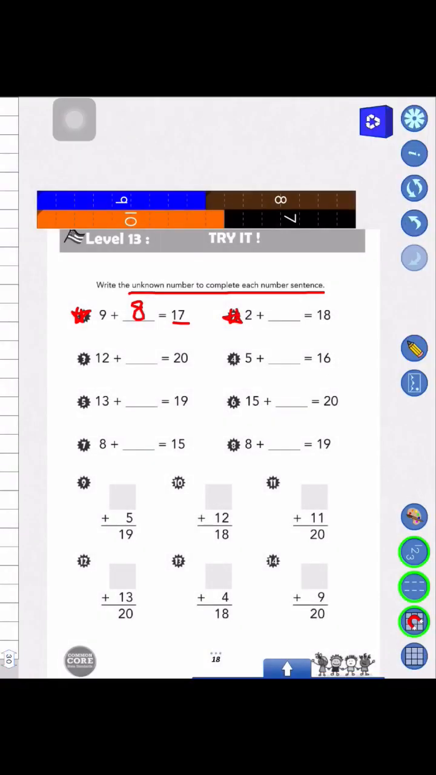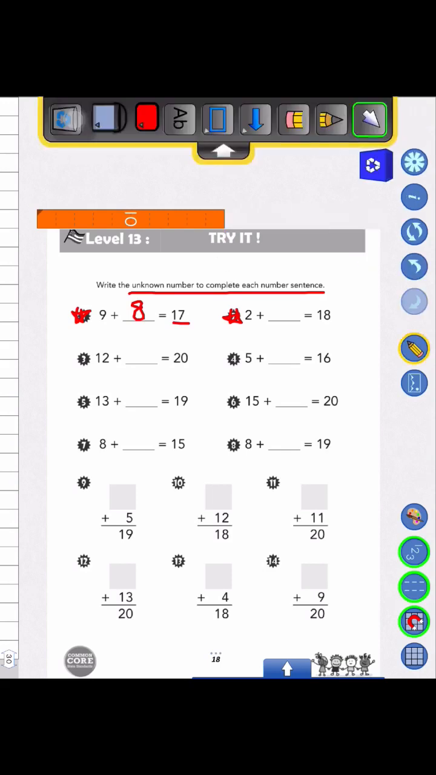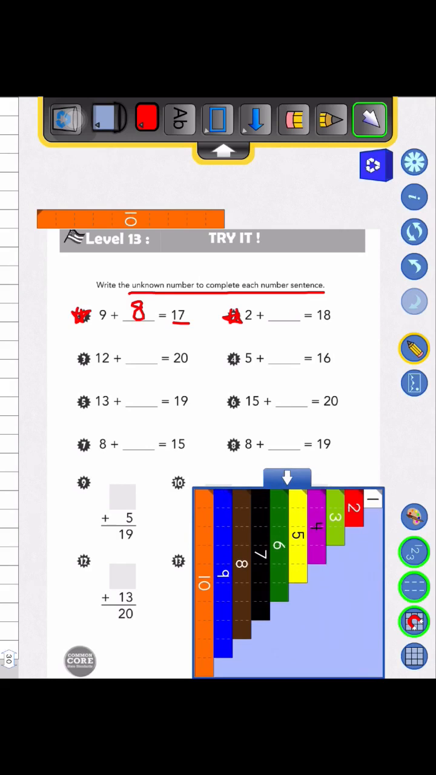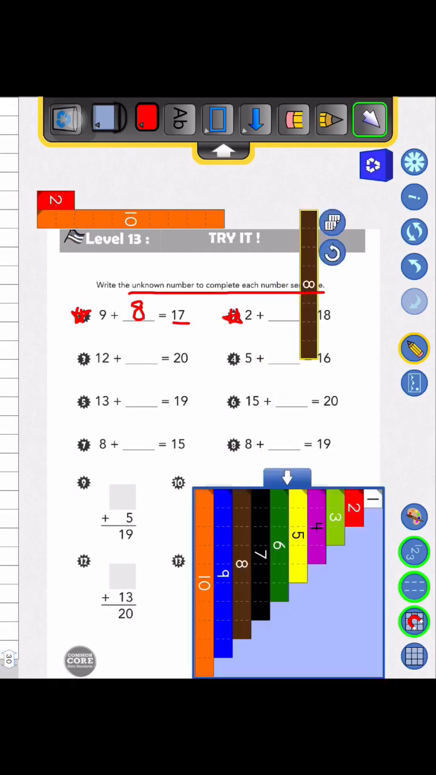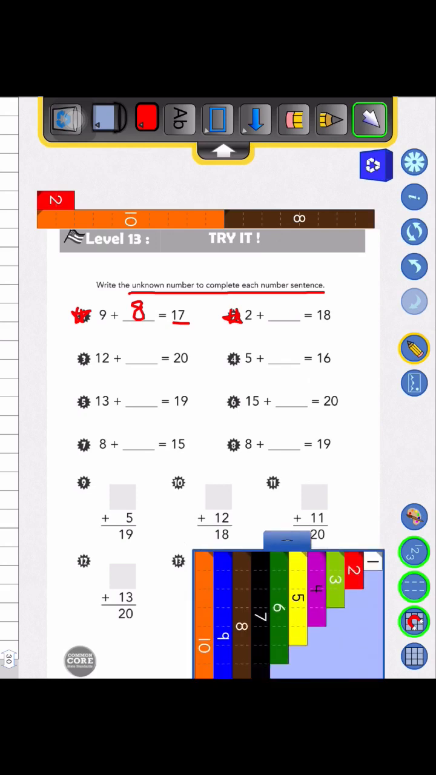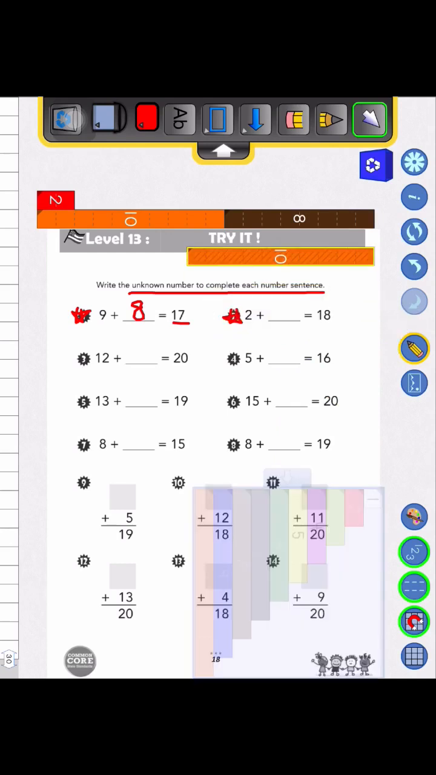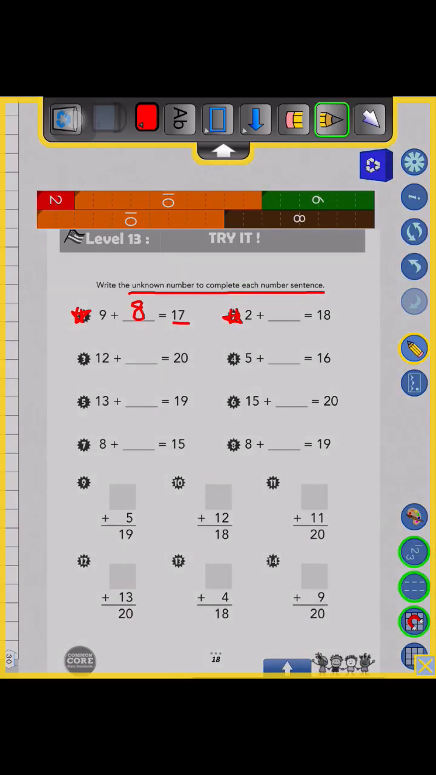Okay, question 2. 2 plus a number equals 18. So 18 is 1 ten and 8. So we put a number 10 rock and a number 8 rock, and also a number 2. Okay, so between 18 and 2, how many square differences? Yes, it should be 16. And 16 is 1 ten and 6. So now their lengths are the same. So 2 plus 16 equals 18.